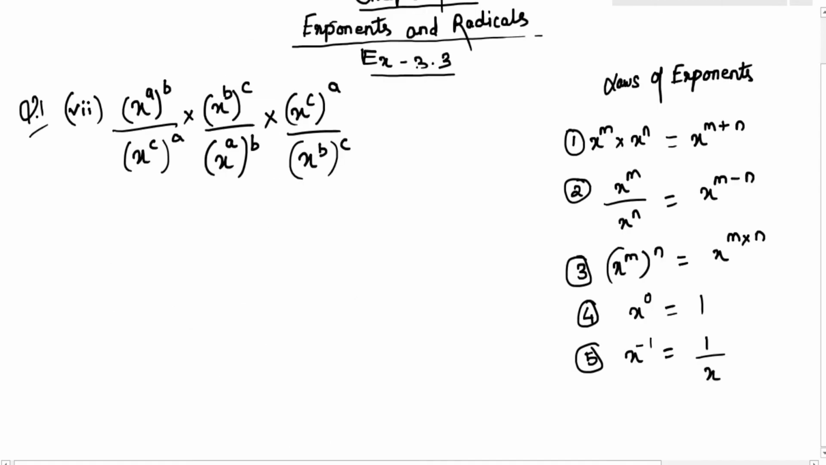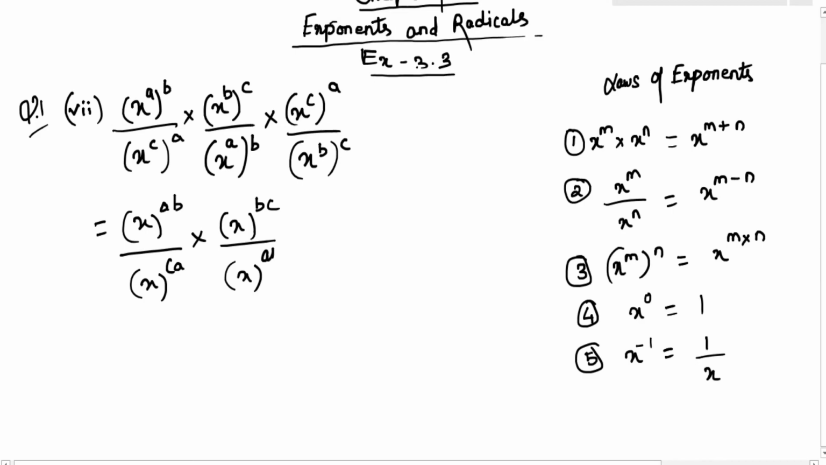Now the seventh part, x to the power a whole to the power b is going to become, power of a power, so they are going to multiply, that will become x to the power ab upon x to the power c into a is x to the power ca, into x to the power b into c is x to the power bc, upon again x to the power a into b is x to the power ab, into x to the power c into a is x to the power ca, upon x to the power b into c is bc.